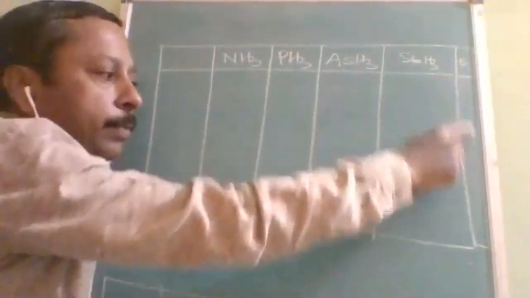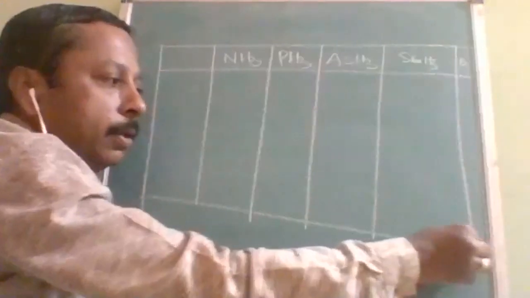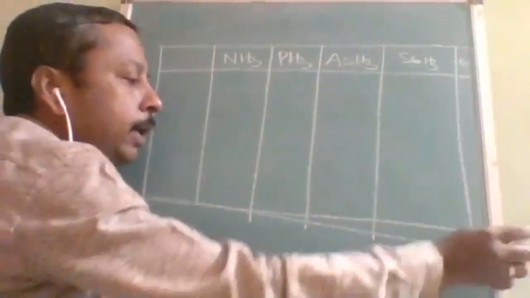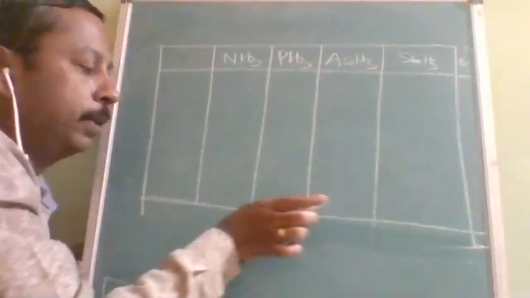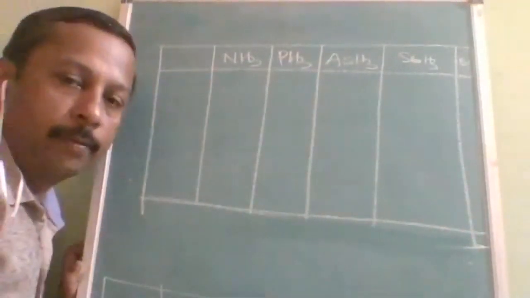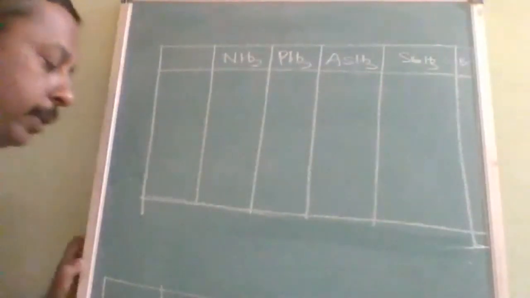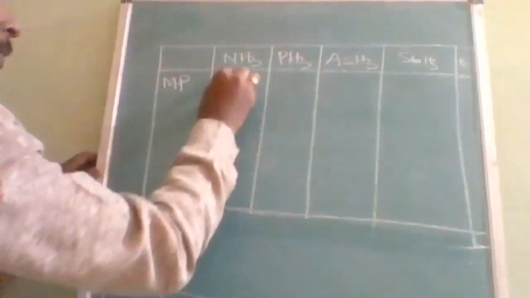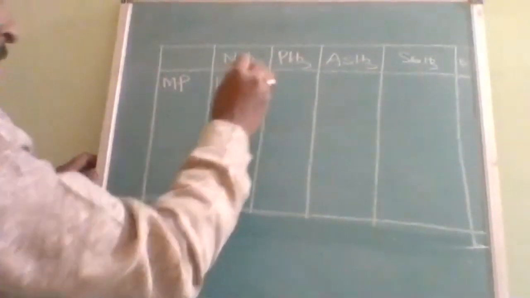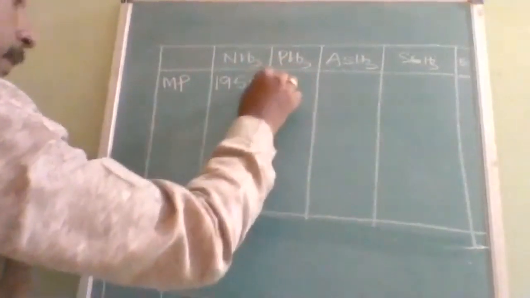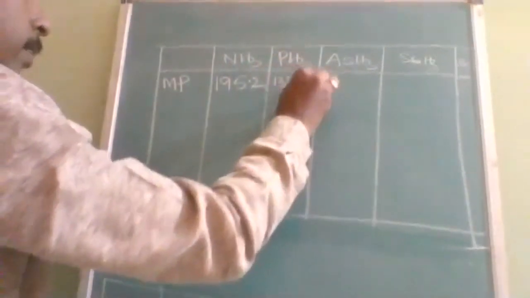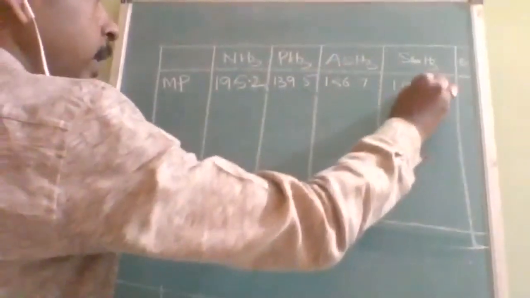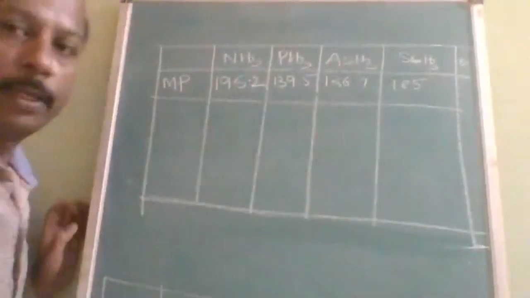Why is bismuth hydride not much important? Because it is the only metal hydride. In metal hydrides, hydrogen exhibits the -1 oxidation state. In the NCERT, a tabular form for melting points is given. NH3 is 195.2, then 139.5, 156.7, and 185. These are the melting points given.